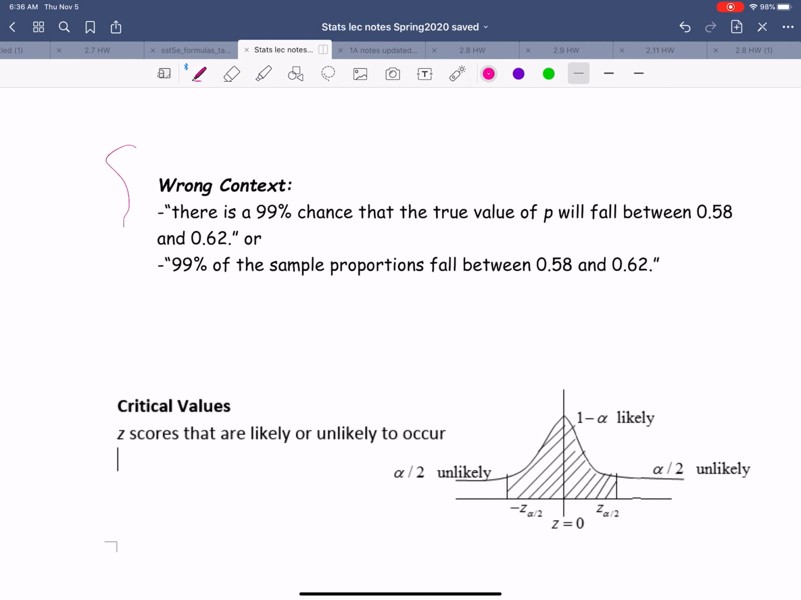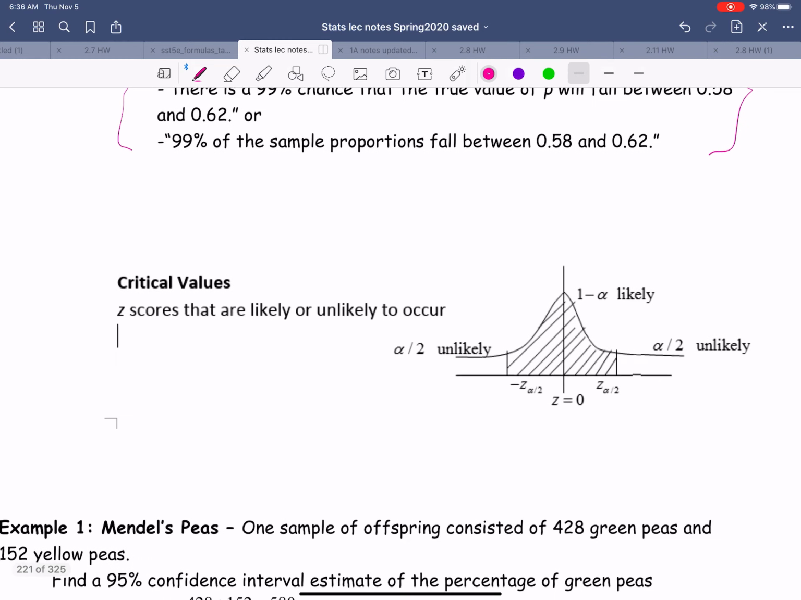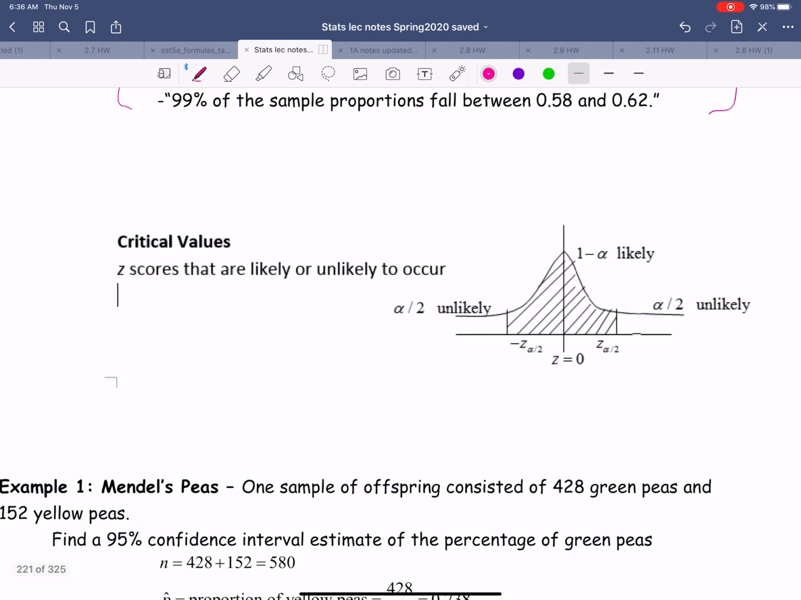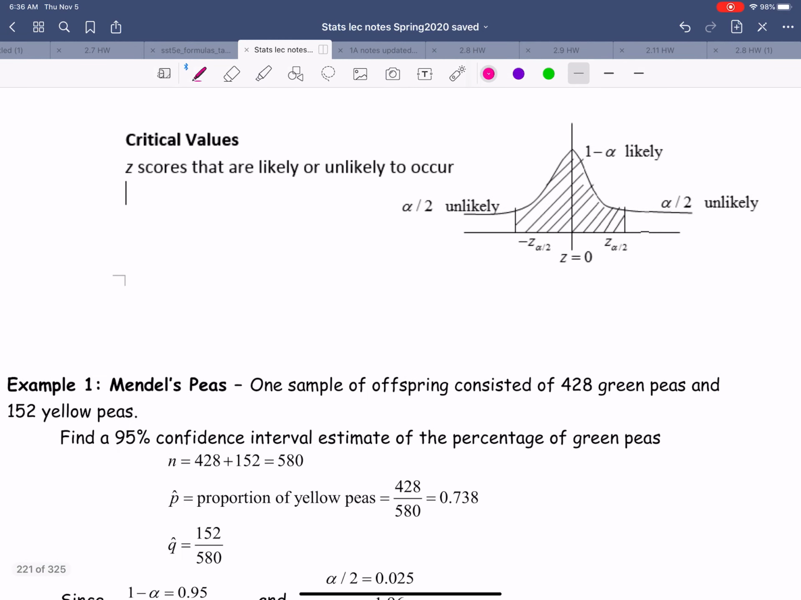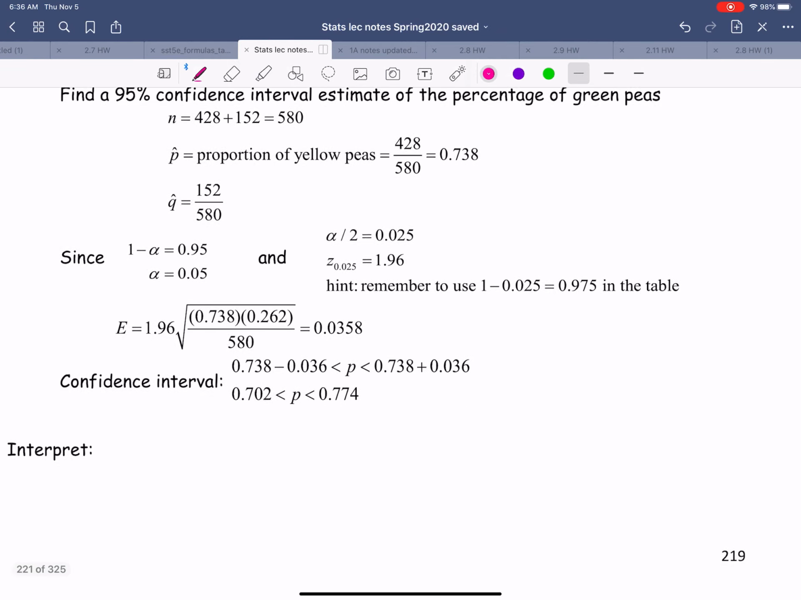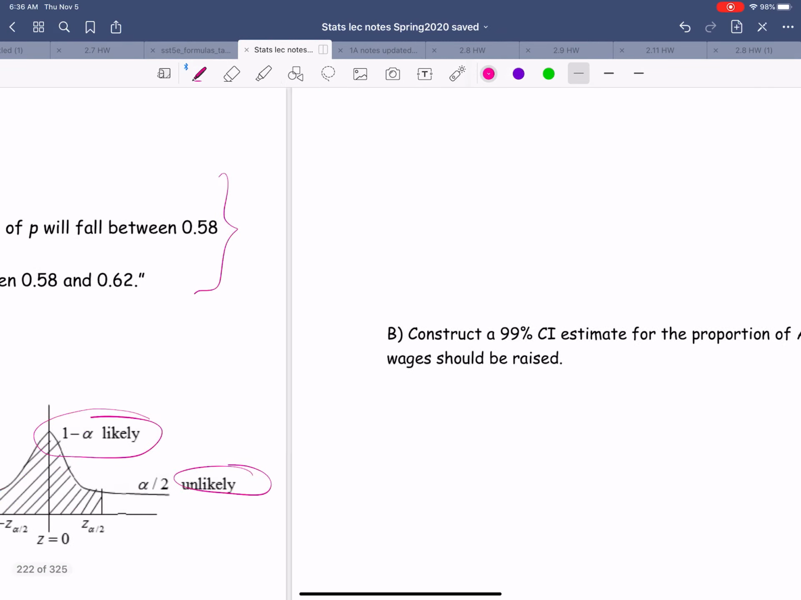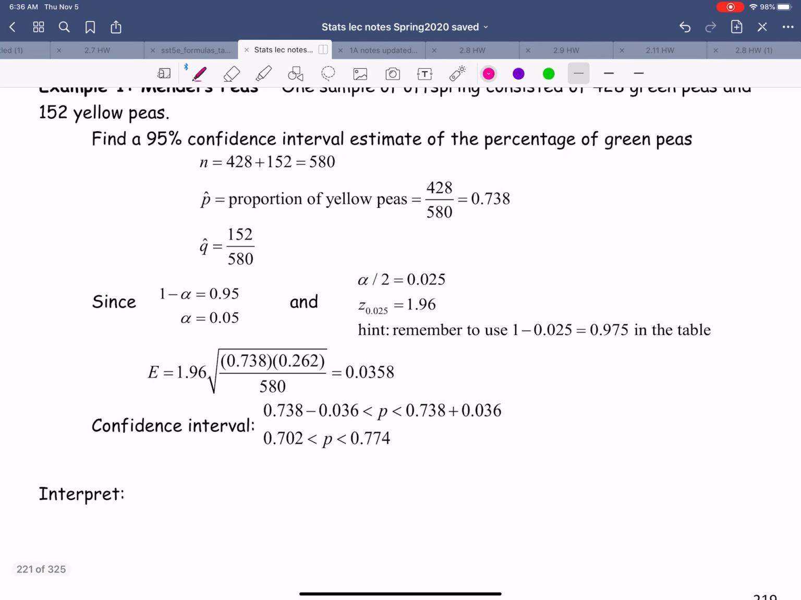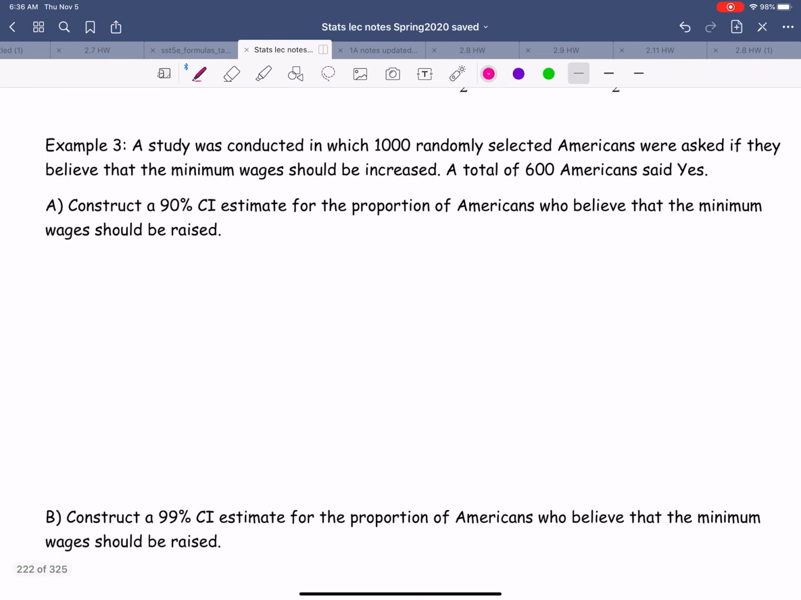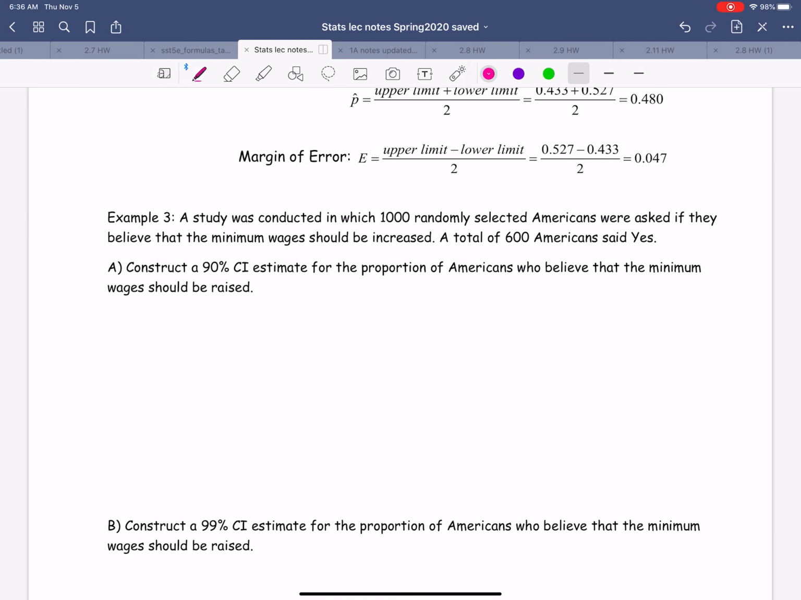Here's an example of wrong context. That's I'm leaving for you to read. So context and interpretation are very important as well. Okay, so these 1 minus alpha are the likely values and alpha over 2 are the unlikely values. Here are some examples already worked out for you, and let's go on to the ones that are not worked out and let's do them together.